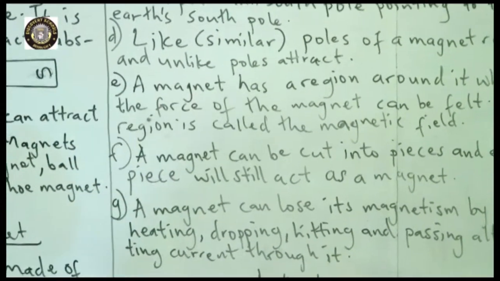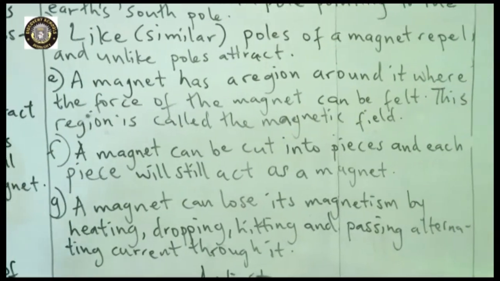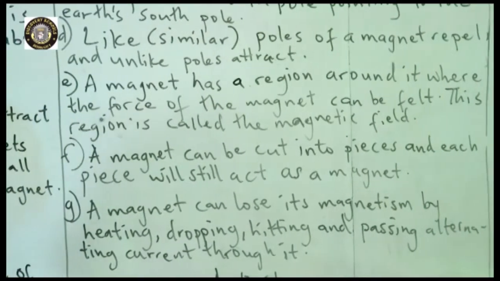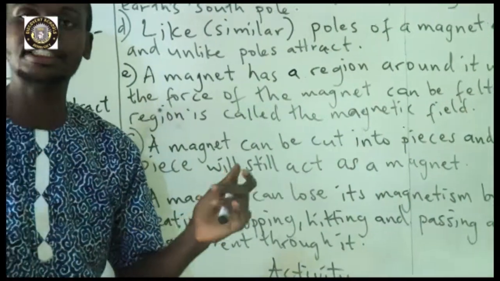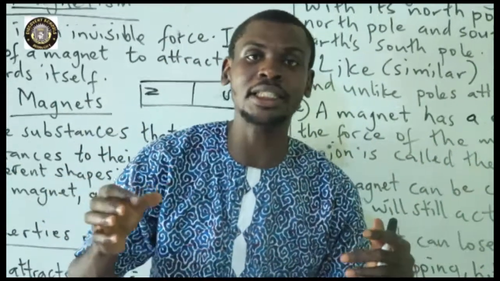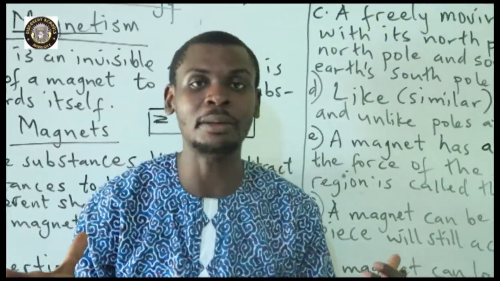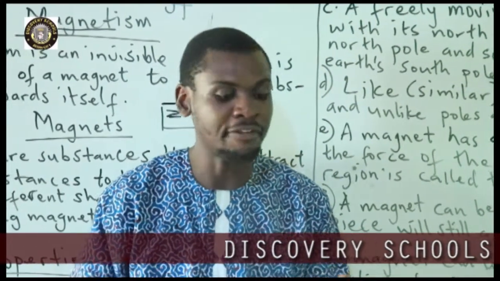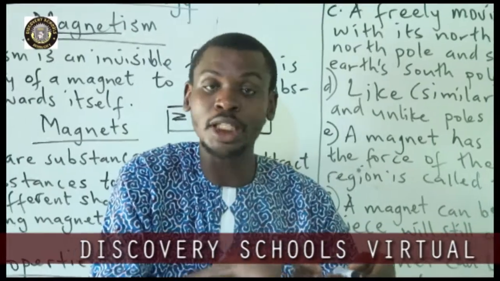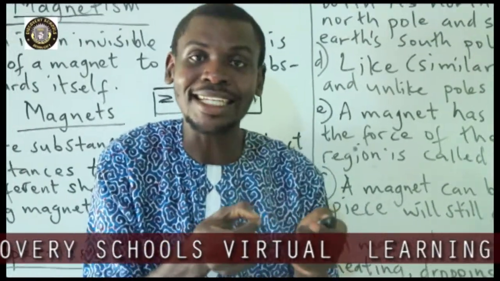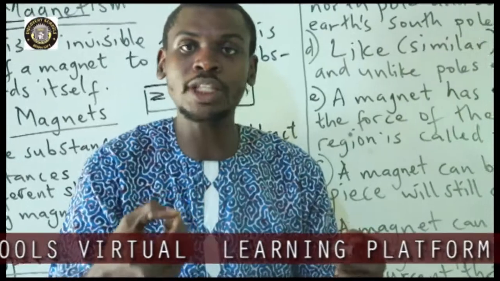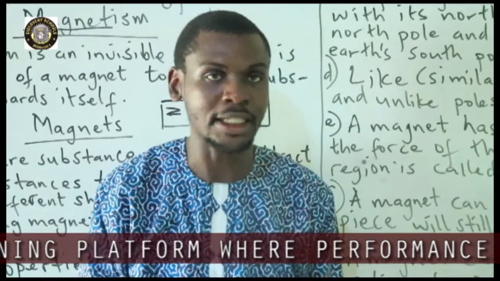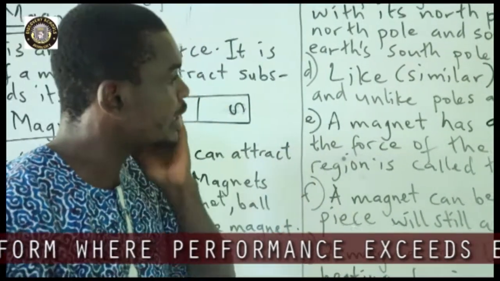Next, a magnet has a region around it where the force of the magnet can be felt. That's what we call the magnetic field. The region around the magnet where the magnetic force of the magnet can be felt is called the magnetic field. Perhaps you might have observed, if I have a magnet here, if I bring an object close to it, even without touching the magnet, attraction occurs. Why? Because the other object is within the magnetic field of the magnet. Do you get that? Okay, so that's that for the magnetic field.